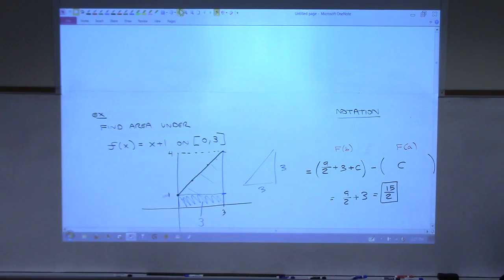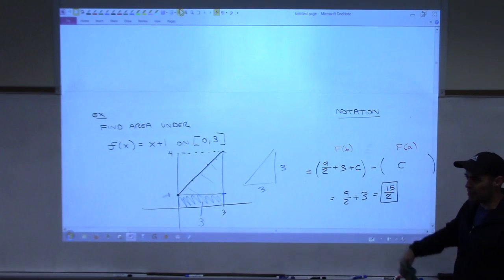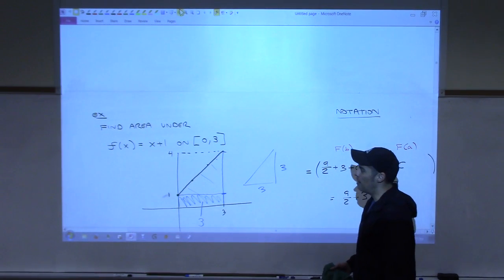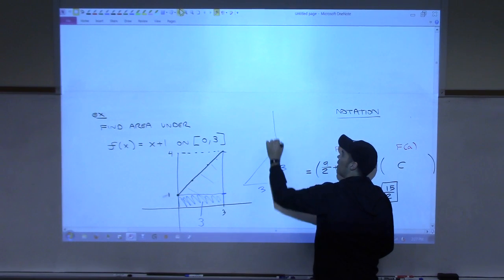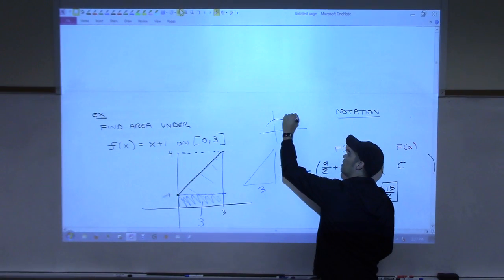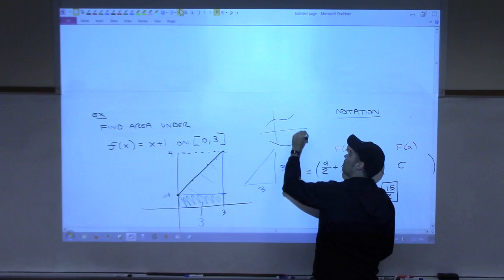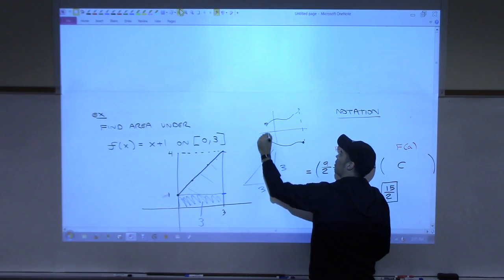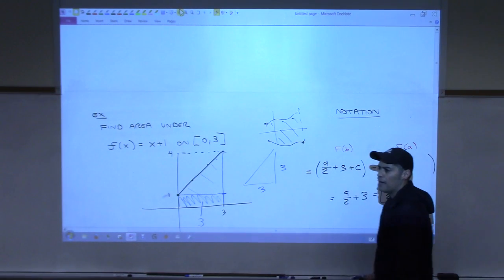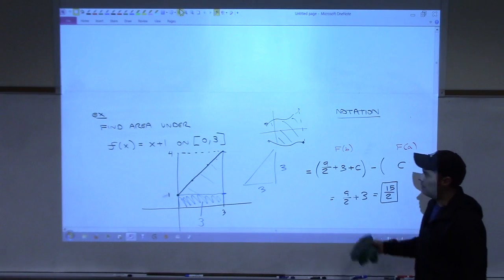This only measures underneath, down to the x-axis. Yes, below to the x-axis. Now in Cal 2, you will start to do things like if you have a function up here and a function down here, two separate functions, what's the area between them? We'll be able to handle that. This is just the beginning.